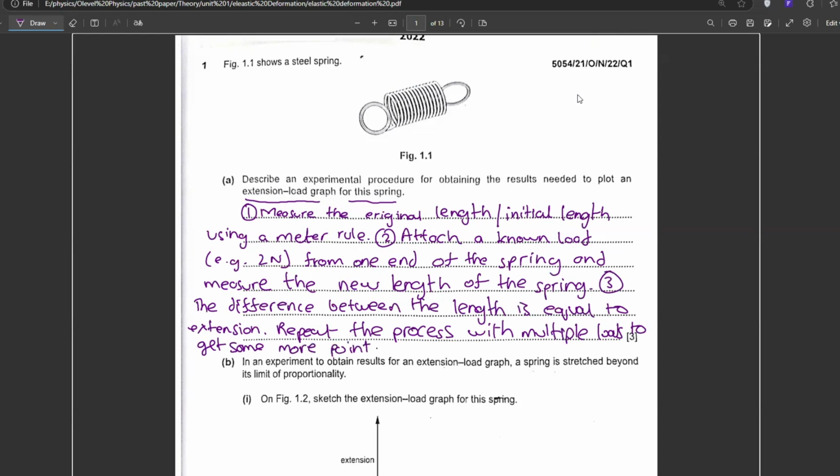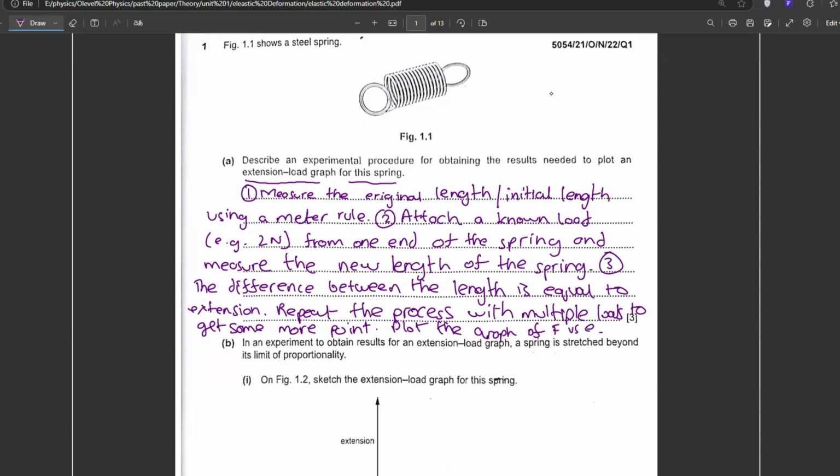And then last point, plot the graph of force versus extension. Let's further move ahead.